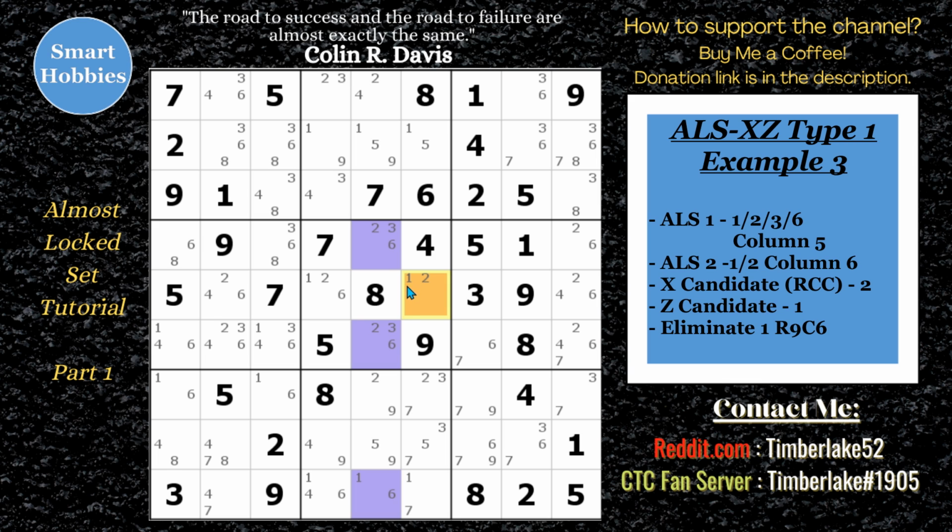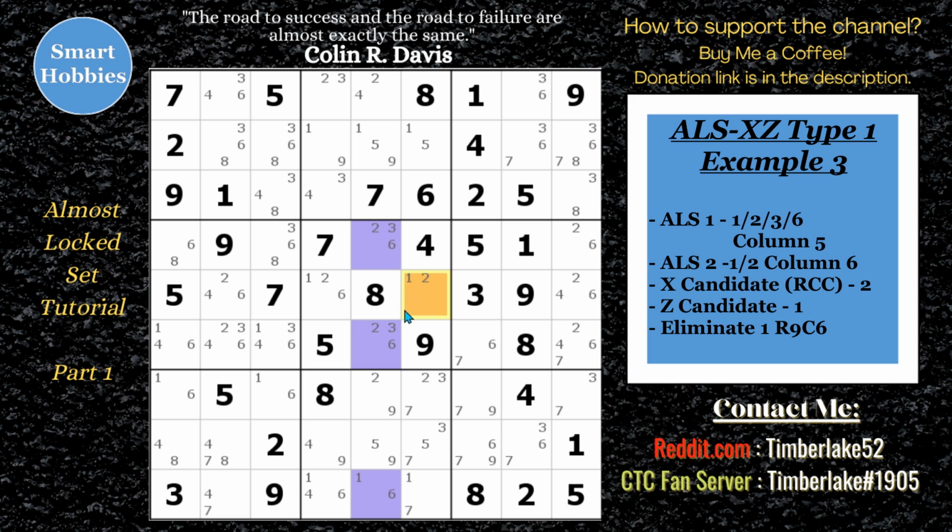And sure enough, the Z candidate is actually this 1. Remember, these don't have to see each other. They just have to be able to see something else you can make an elimination, right? And they have to be in both the ALSs. The other thing I wanted to point out is restricted common candidate. You can have more than one of those as long as they all see each other. So that's why I wanted to show this example.